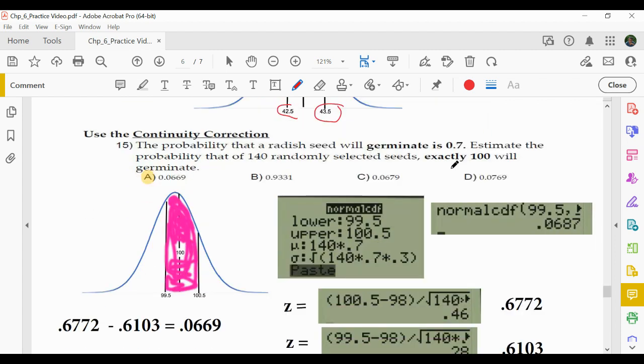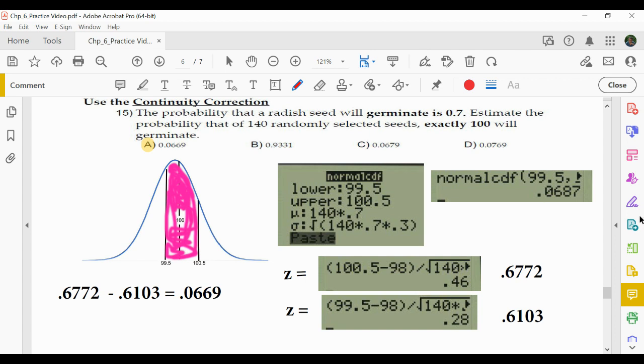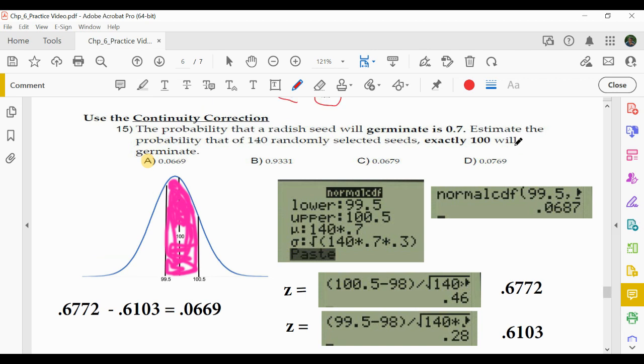Continuity correction. Here was one that kind of mirrored what we saw in the PowerPoint. If I went to my calculator, and I put in a low of 99.5, because he's asking me for exactly 100. So subtracting, here's my 100 right here. Subtracting 5/10 and adding 5/10. I want the area in between, but using my calculator, I came up with 0.0687. In actuality, this was a closer answer than this was.